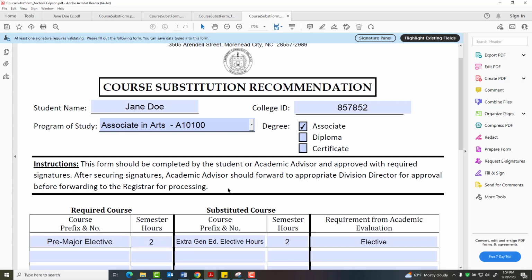If you ever have any questions about course substitutions, you can certainly reach out to your chair or your dean, or the registrar's office would be able to help you.